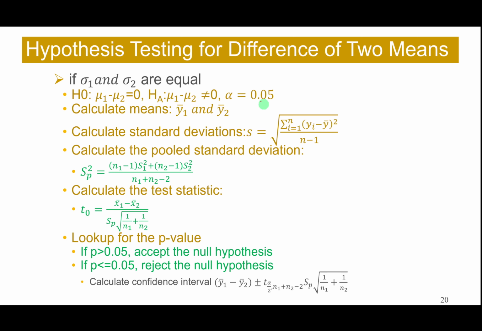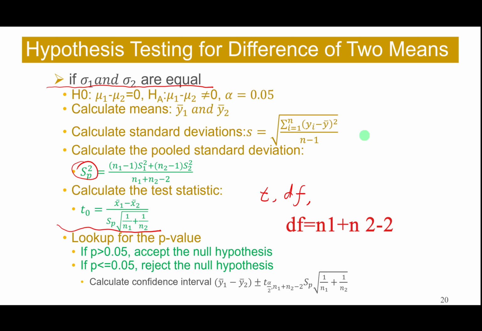Using a significance level of 0.05, we will calculate the sample average for each product and calculate the standard deviation for each product. Then, because sigma 1 and sigma 2 are equal, we use the pooled standard deviation and use this equation to calculate the t-value. With the t-value and the degree of freedom, and since we are doing a two-sided hypothesis test, we can find the p-value. If the p-value is larger than 0.05, we accept the null hypothesis. Otherwise, we reject the null hypothesis. If we reject the null hypothesis, we can also further calculate the confidence interval of mu1 minus mu2, and the equation is shown here.